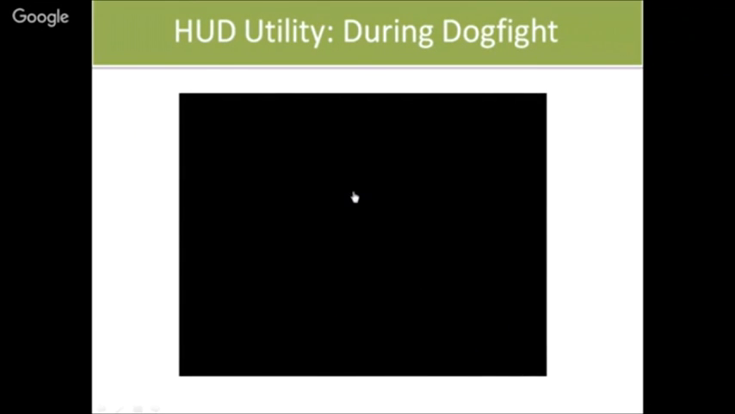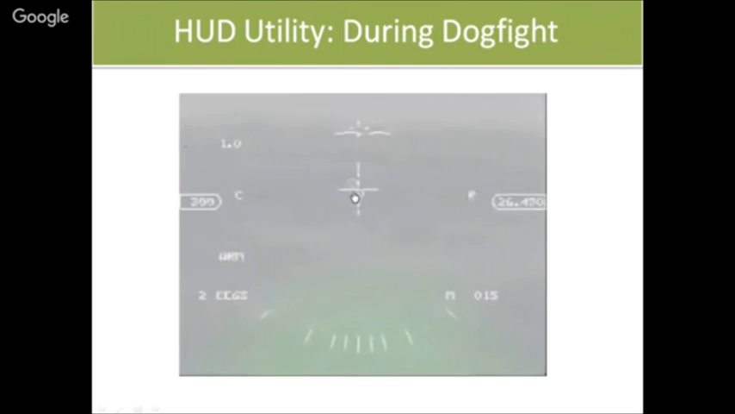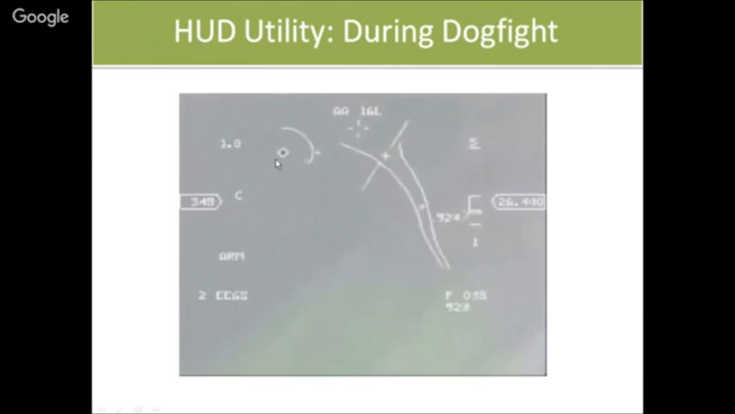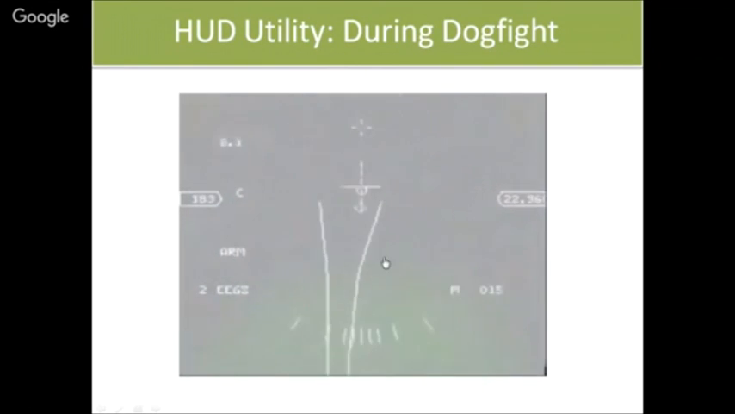Now the main utility of HUD is during the dogfight, when two fighters are fighting. Another interesting video which you can see is that here, this is basically the enemy aircraft. Now you see it is in the range of the aircraft. It is in the range. It has gone away. Now it has gone out of your range.